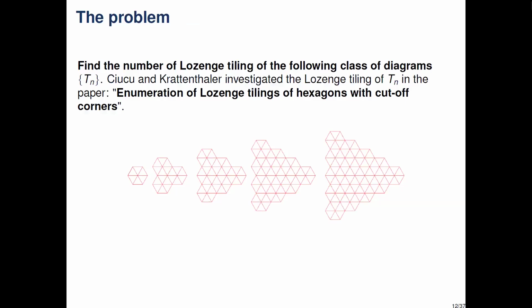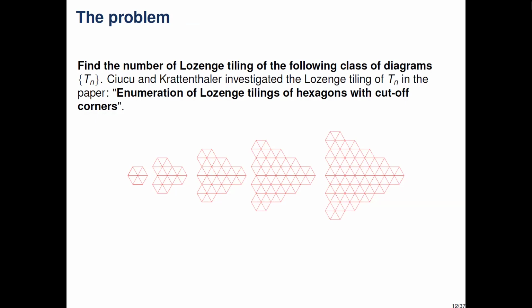Okay, so now I have told you the problem. I have told you the combinatorial object. Now let's come to the second challenge, which is finding a problem. We want to find the number of lozenge tilings for this kind of diagram. Ciucu and Krattenthaler investigated the lozenge tilings of this kind of region, which I'm going to call Tn, in their paper, Enumeration of lozenge tilings of hexagons with cut-off corners.